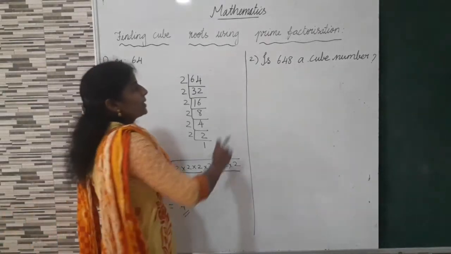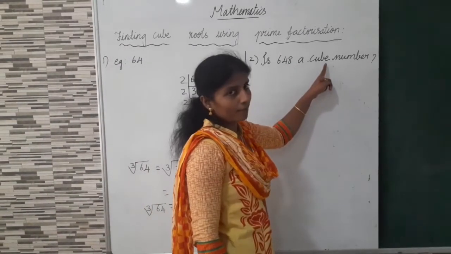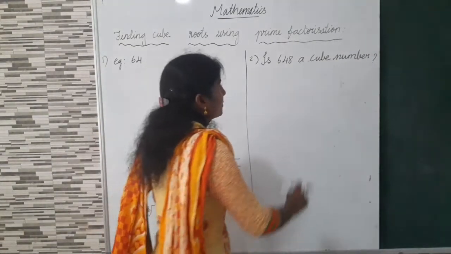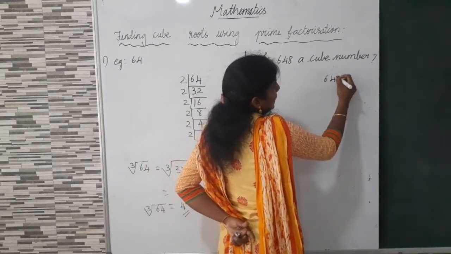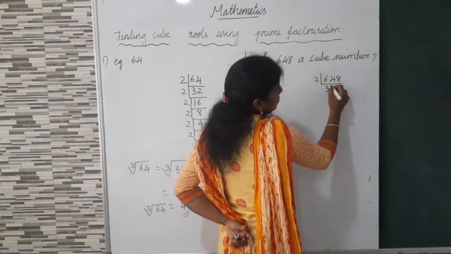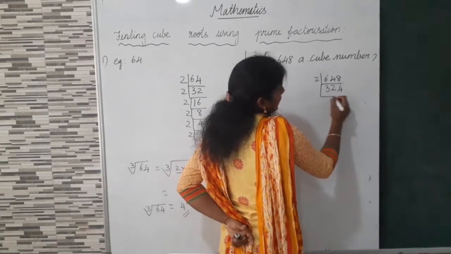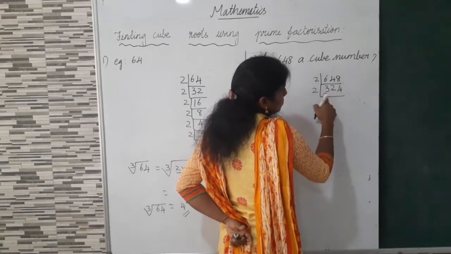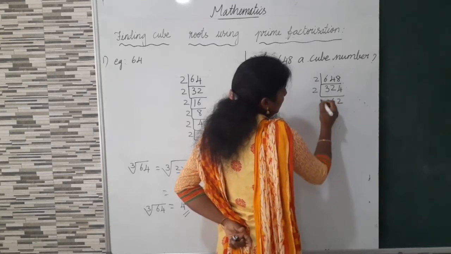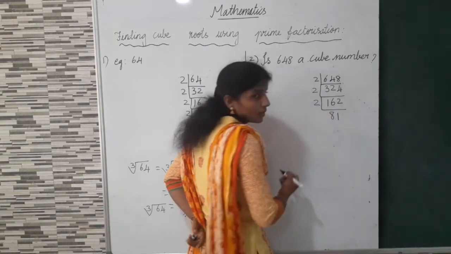Okay. Now next question is: is 648 a cube number? Now we can check. 648, 2 table, 3 2s are 6, 2 2s are 4, 4 2s are 8. Then 2 table, 1 2 is 2, 1 balance 12, 6 2s are 12, 2 2s are 4. Again 2 table, 8 2s are 16, 1 2 is 2.